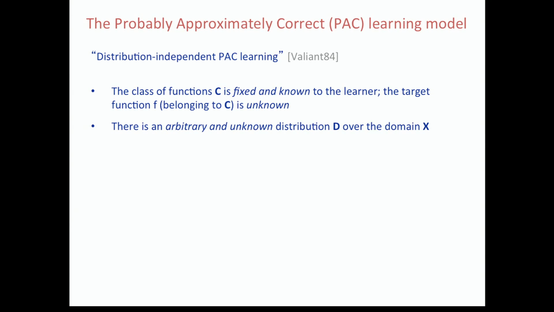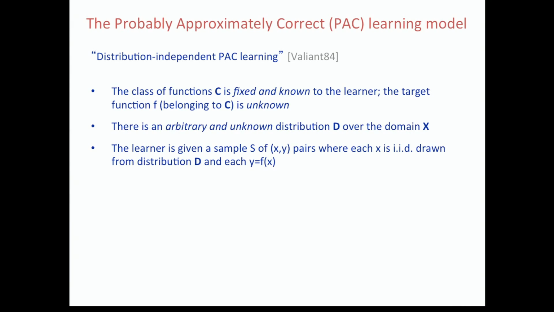There's an unknown and completely arbitrary distribution over the domain. This is meant to model the idea that the world is what it is, and we don't really have that much knowledge or control over it, but we should try to deal with it anyway. So there's an unknown distribution over the domain. What does the learner get? The learner gets a sample of IID draws from this distribution. So it gets a bunch of (x, y) pairs where each x is drawn independently from the distribution, and each y is just f of x, labeled according to the unknown target function. The learner does some computation, cooks up a hypothesis, and spits it out.